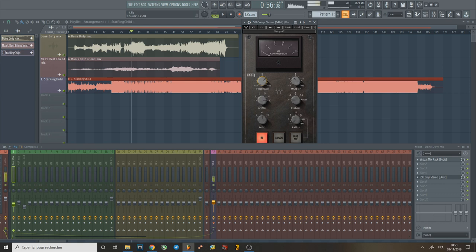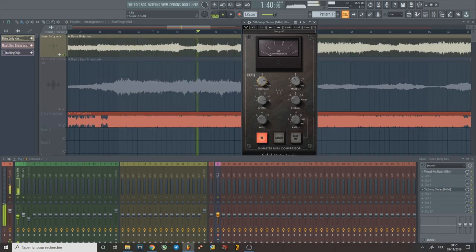Now, if I was to do it for real, I would probably put a ratio of 2 and just do a little bit like this. Yeah, that's good. Sitting around 2 dB, a very subtle effect, kind of making the track a bit tighter around the hits. That's exactly what you want.